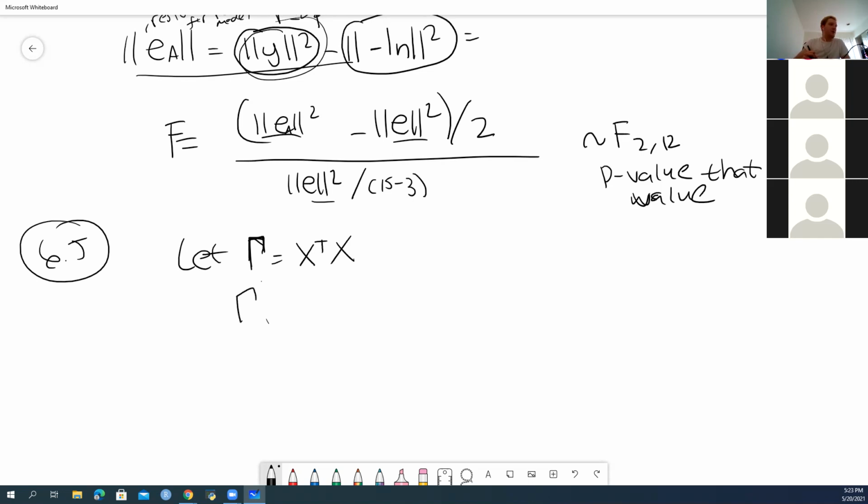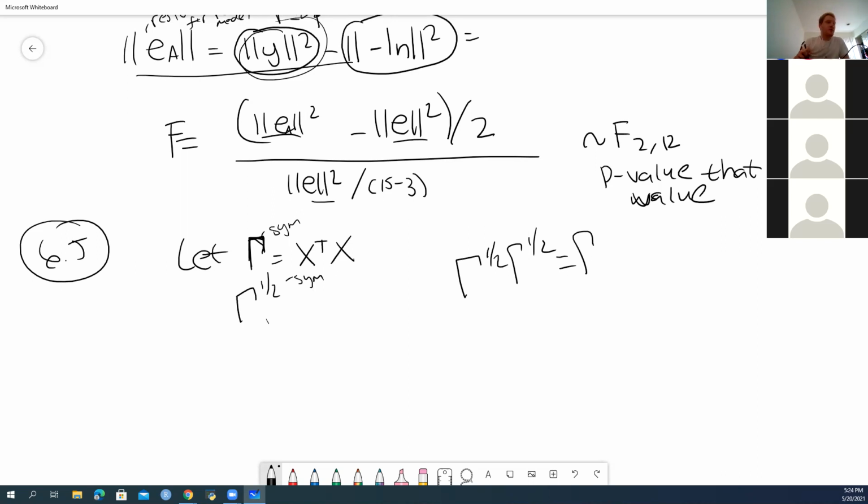And then we're just going to let gamma 1/2 be the square root. If you have symmetric positive definite matrices, you can find a square root. Basically this means that gamma 1/2 times gamma 1/2 is equal to gamma. And in addition, this is necessarily also symmetric.